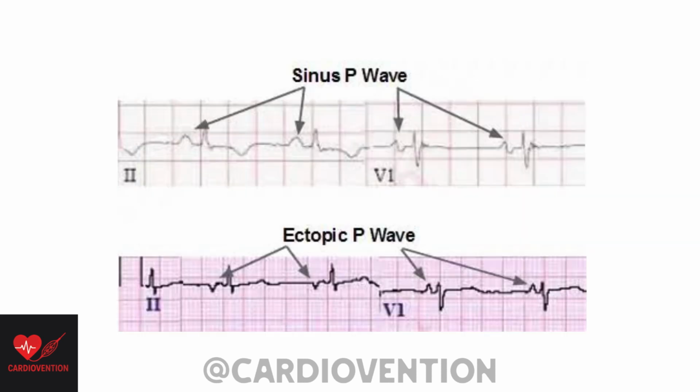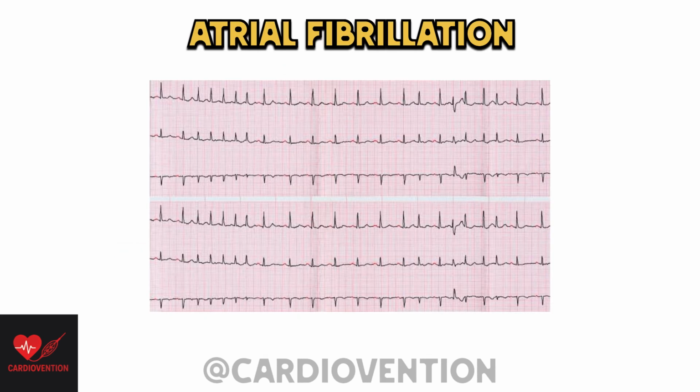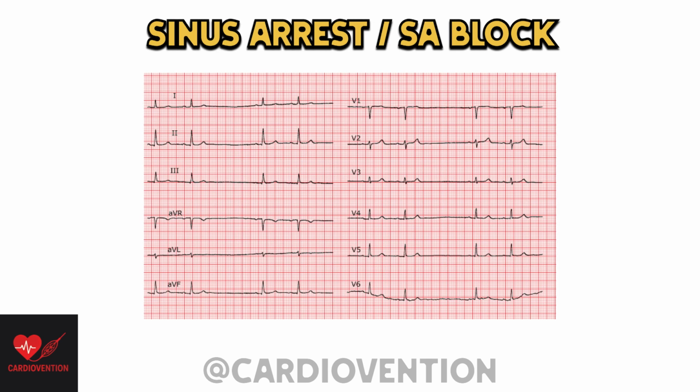Inverted P waves in leads where they are normally upright, such as leads 2, 3 or AVF, suggest an ectopic atrial rhythm. Absent P waves may occur in atrial fibrillation where you will see a chaotic baseline. It can also be due to sinus arrest or SA block.